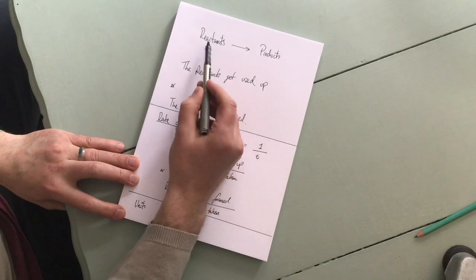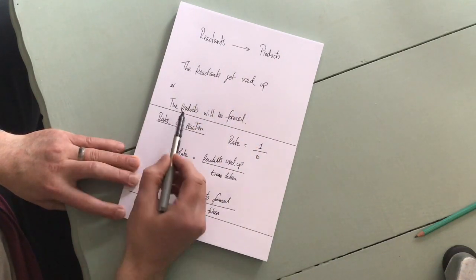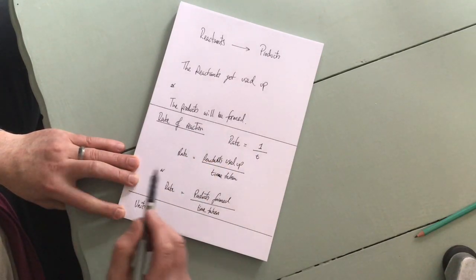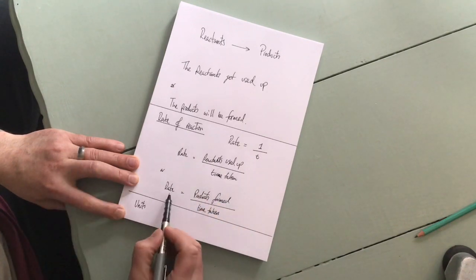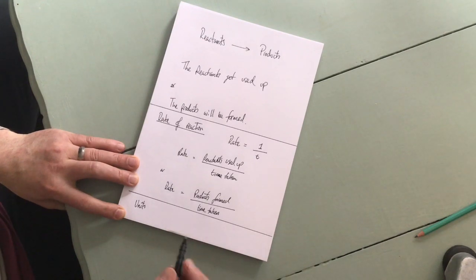So we know that reactants go to products, we know that the reactants are going to get used up, and we know that the products are going to get formed. We know that if we want to measure the rate of these things happen, rate is equal to reactants being used up divided by the time, or rate is equal to the products formed divided by time.